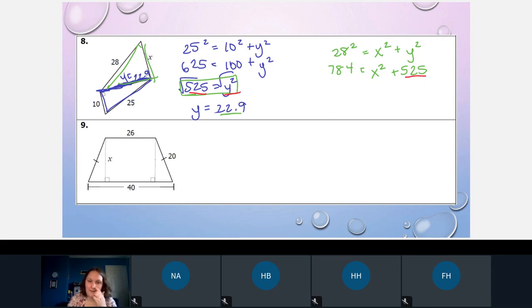Okay. Now I can subtract 525 from both sides. So 784 minus 525 is 259. And now I take the square root. By making that y squared 525, I have allowed myself to only round one time. If I'm rounding at one step and then rounding at another step, and then, oh my gosh, if I round in another one, my answer is becoming less and less accurate. So if you can save yourself rounding until the very, very last step, that'll make your answer as accurate as possible. So you should get 16.1.